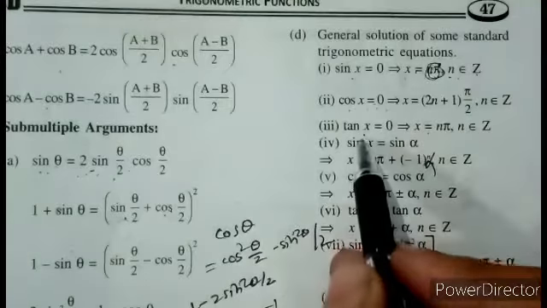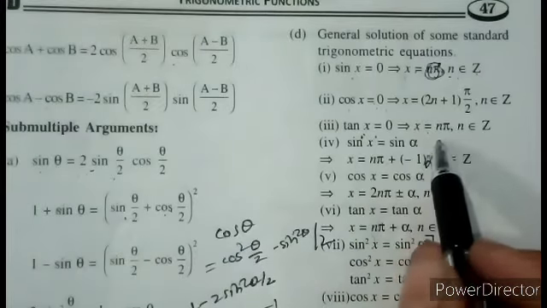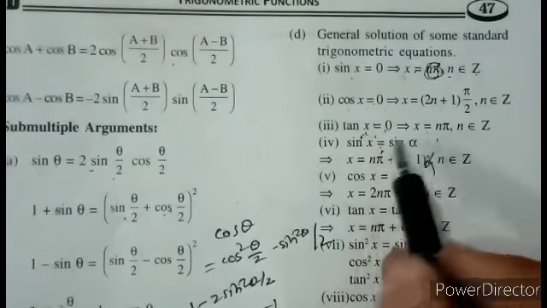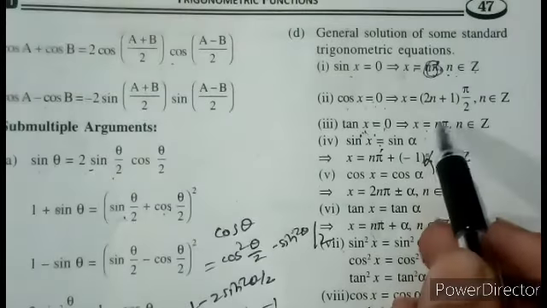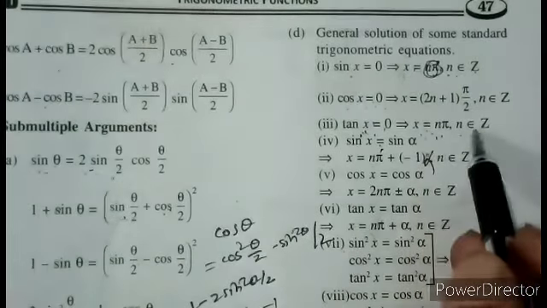Then tan x is equal to 0. We know that tan x is equal to sin x upon cos x. If sin x is 0, then the whole thing will be 0. So sin n pi is equal to 0, so x is equal to n pi, where n belongs to Z.